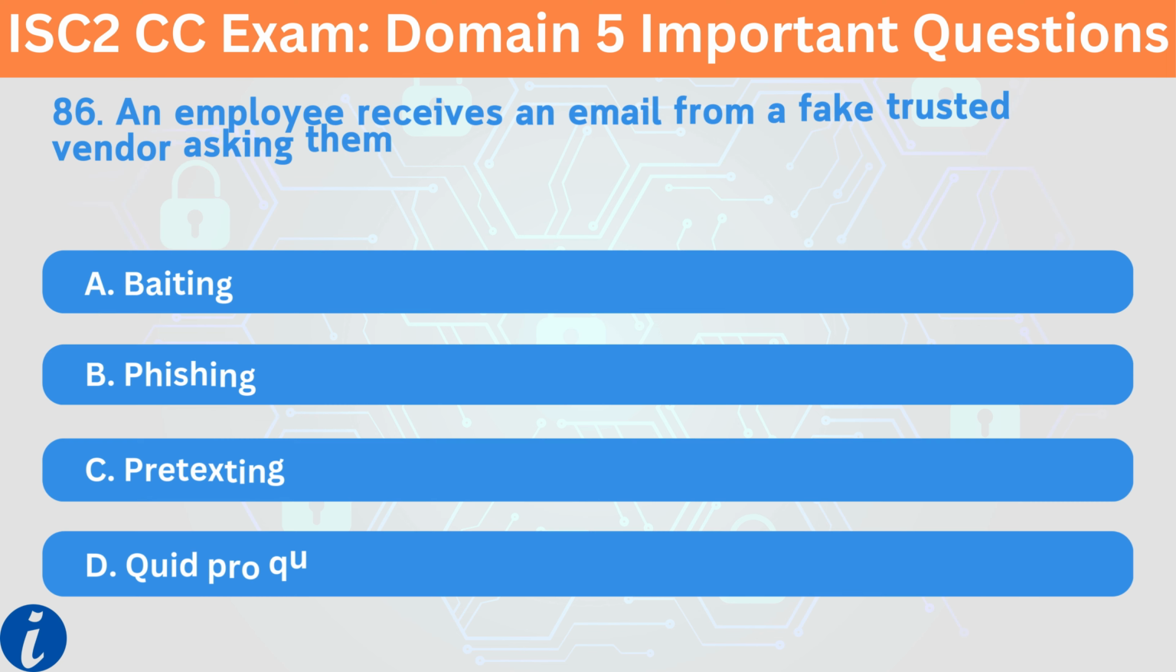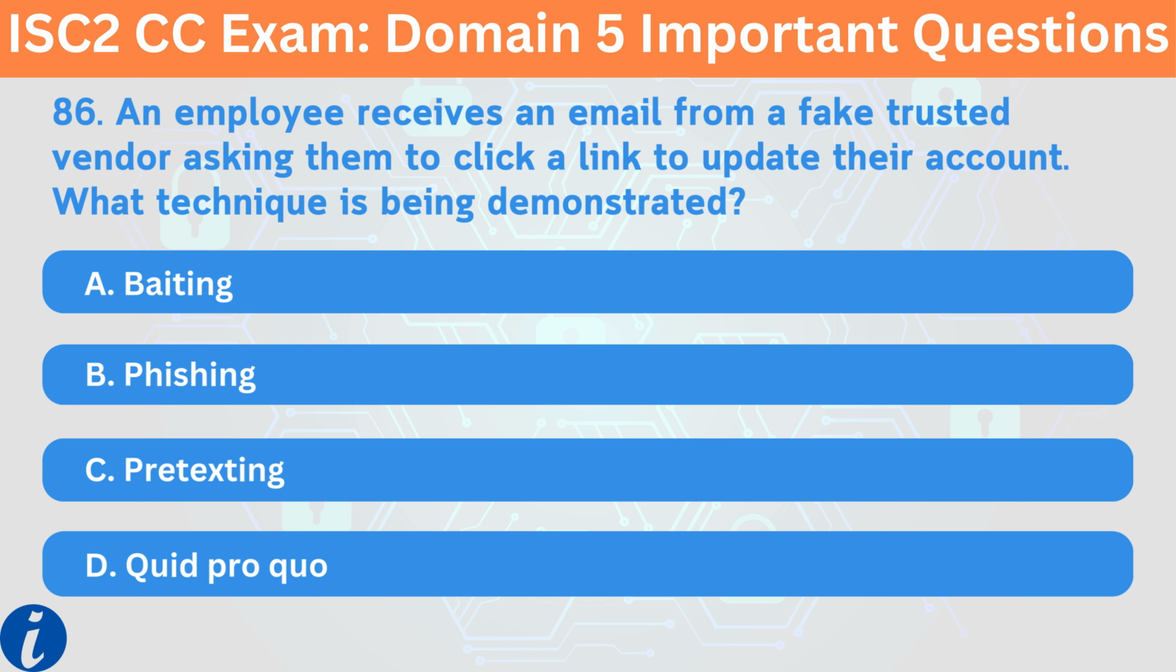86. An employee receives an email from a fake trusted vendor asking them to click a link to update their account. What technique is being demonstrated? A. Baiting. B. Phishing. C. Pretexting. D. Quid pro quo.